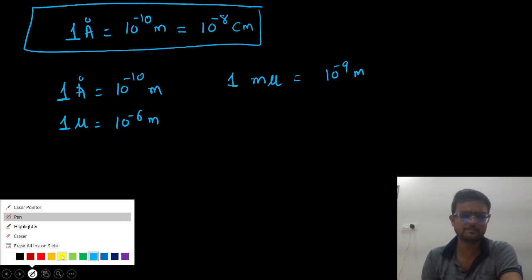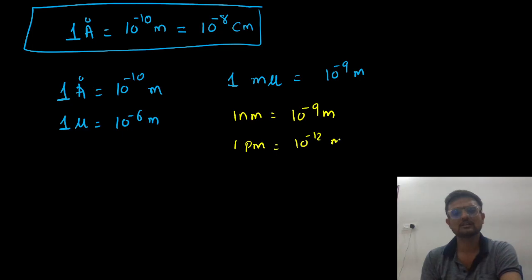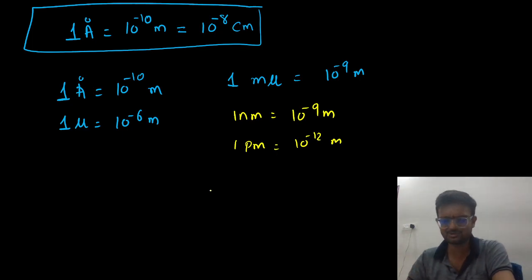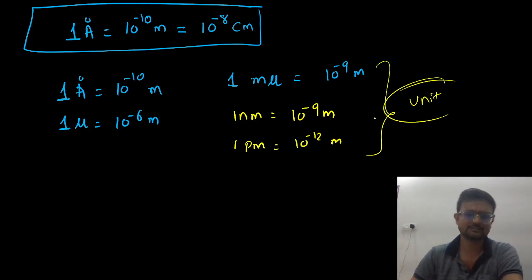Similarly, you might have heard about nanometer. So 1 nanometer is equal to 10 to the power minus 9 meter. We have studied 1 picometer. Picometer is 10 to the power minus 12 meter. Femtometer we generally don't use, but femto is 10 to the power minus 15. So these are the few unit conversions. You have to keep this in mind. Okay, unit conversion, remember this.